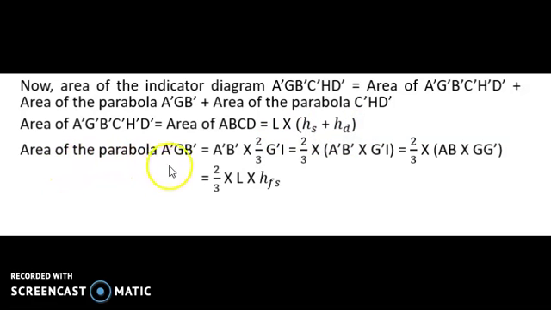Area of the parabola A dash G B dash is equal to A dash B dash into 2 by 3 G dash I, which is equal to 2 by 3 into A dash B dash into G dash I, which is equal to 2 by 3 into AB into GG dash, which is equal to 2 by 3 into capital L into HFS, as AB is equal to capital L and GG dash is equal to HFS.